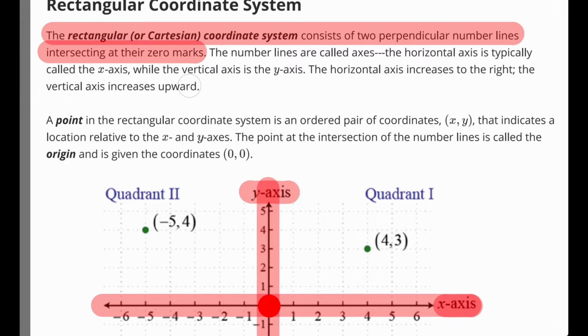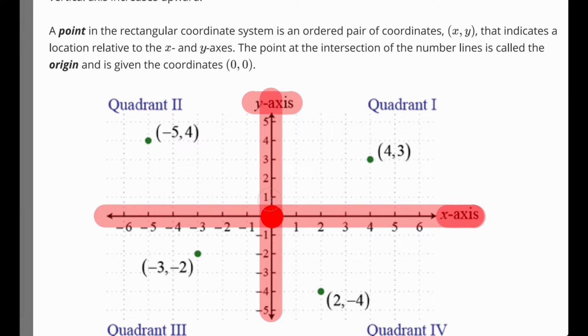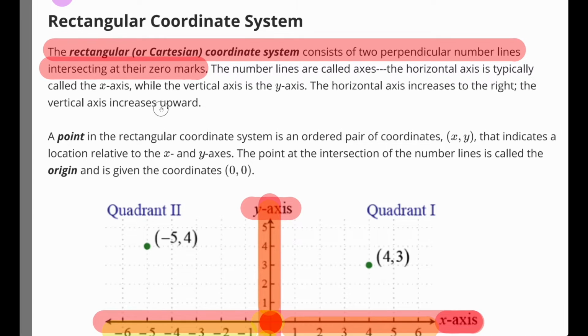The horizontal axis increases to the right, the vertical axis increases upward. So if you notice, on the y-axis, positive values go up, and going to the right, it's positive values. And then the opposite obviously occurs, with negative going down and negative going to the left for each of those axes. A point on the rectangular coordinate system is a pair of coordinates x comma y that indicates a location relative to the x and y axes. The point of intersection of the number lines is called the origin, 0, 0. We colored it in red in the center right here. That's the origin. So that's a quick review of what the rectangular coordinate system is.